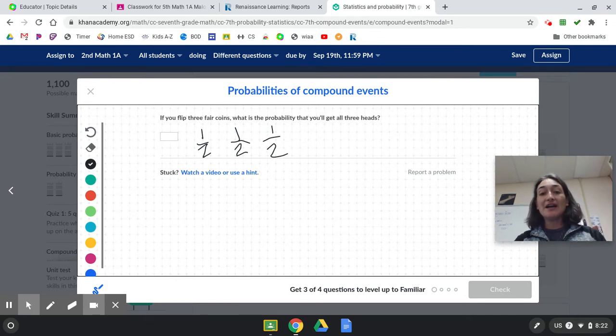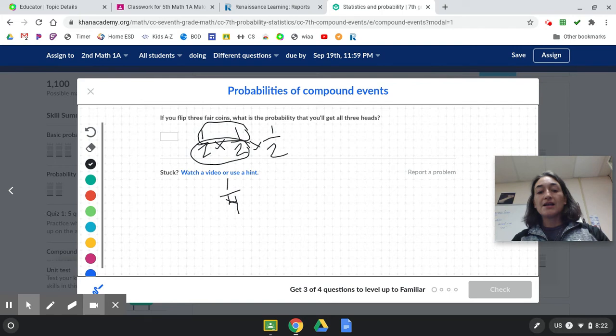But since I'm compounding them, I need all 3 of those to be heads. So the likelihood of this can be discovered, instead of drawing a tree or a sample space where I list all the possible options, by multiplying the probabilities together. So 1/2 times 1/2 times 1/2. And again, remember: numerators times numerators, denominators times denominators. So really 1/2 times 1/2 is 1/4.